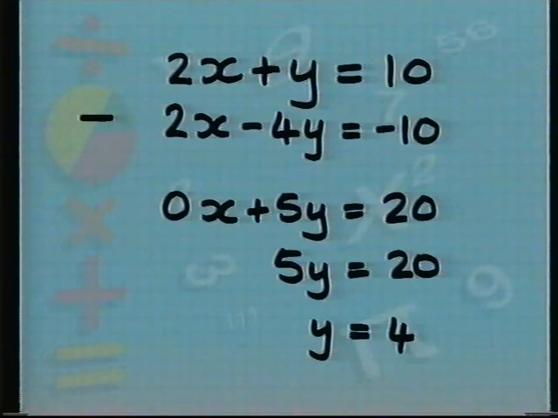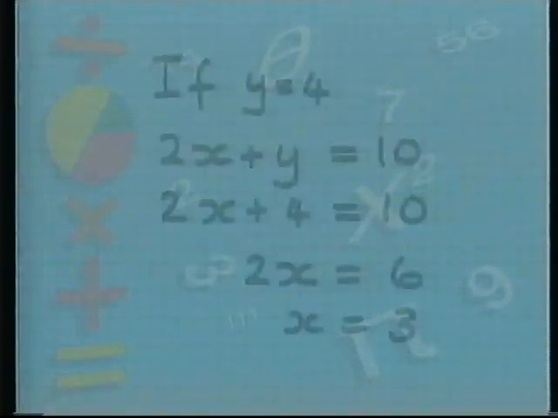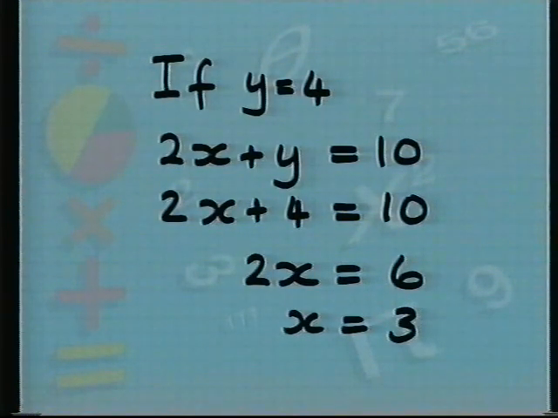If the whole of the second equation is multiplied by 2, then it becomes 2x minus 4y equals minus 10. We can now take them away to get rid of x. 2x minus 2x is nothing. y minus minus 4y is y plus 4y, or 5y. 10 minus minus 10 is 20. 5y equals 20, so y equals 4. To find x, put this value for y into any equation. So 2x plus y equals 10 becomes 2x plus 4 equals 10, 2x equals 6, x equals 3.